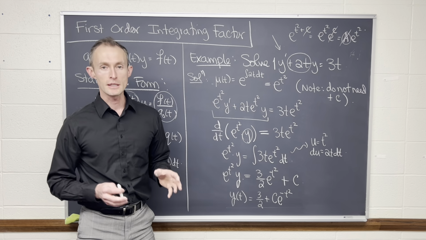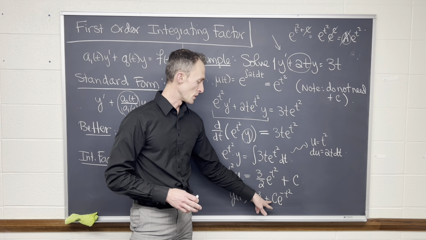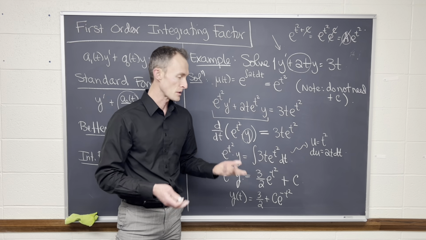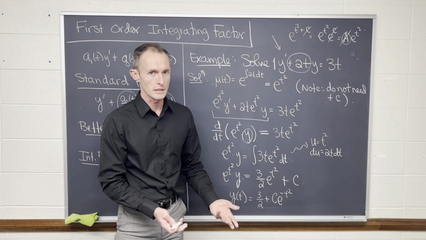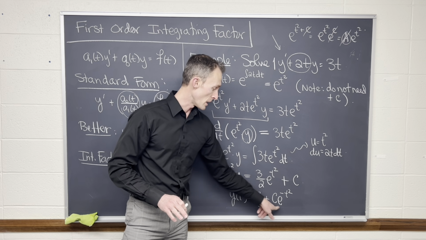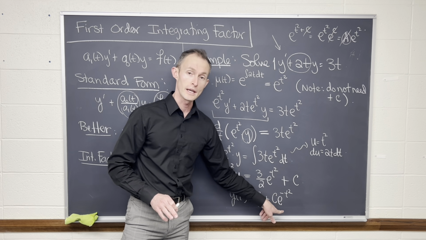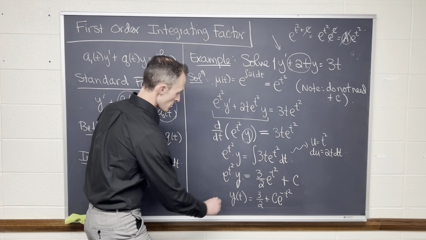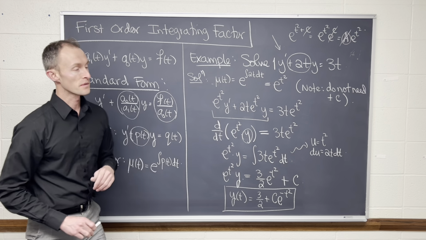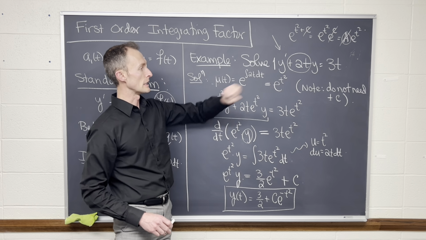Now, the biggest mistake that I see here is a lot of times people will look at this and they'll be like, oh, it's just constant times something, so it's got to be another constant. It's like, well, that's only true if you're multiplying by a constant. Okay? E to the negative t squared is not a constant function, so do not get in the habit of just calling that a new constant. Okay? So that, my friends, is how you use integrating factors for solving first order linear ODEs.